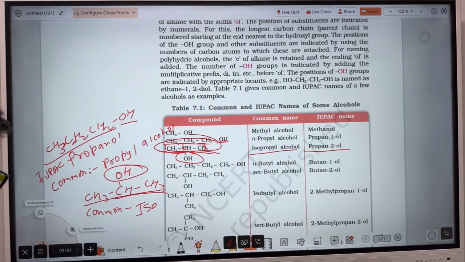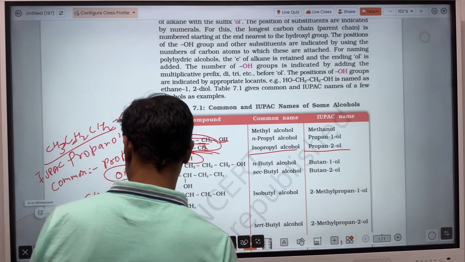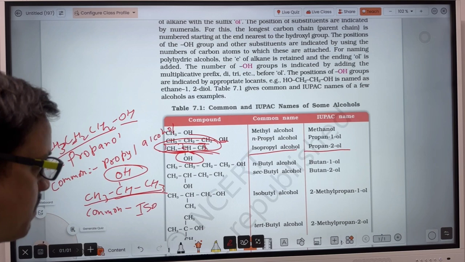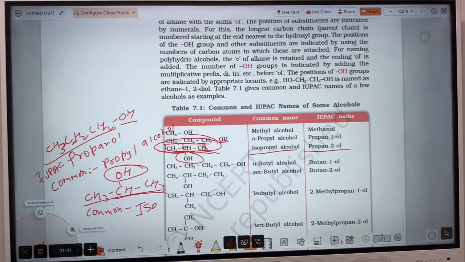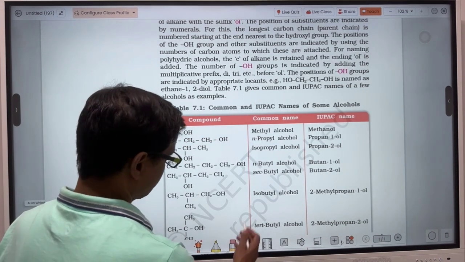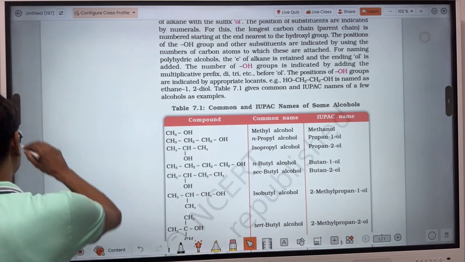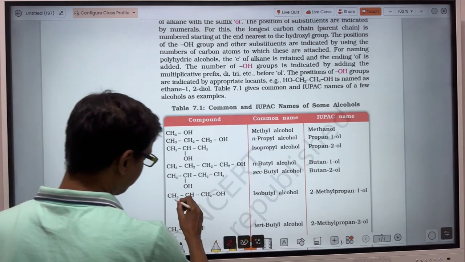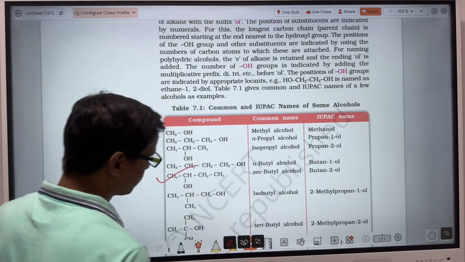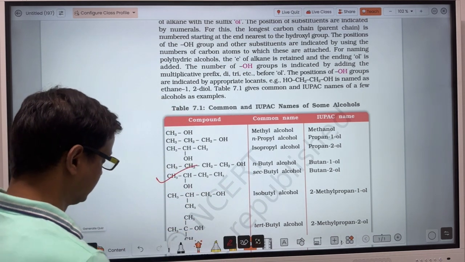And propane 2-ol, because the OH is bonded to the second carbon atom. That's why it's called propane 2-ol. This compound is very easy, you can do it by yourself also. Butane 2-ol and secondary butyl alcohol.